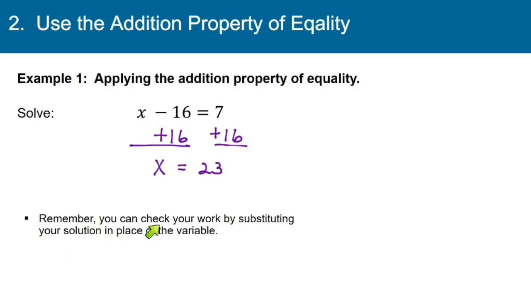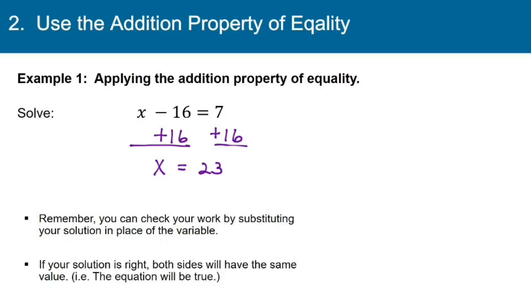Now remember, you can always check your solution by substituting your solution in place of the variable, and we have done that before. If your solution is right, then both sides of the equal mark will have the same value. In other words, the equation will be true. But if your solution is wrong, then the two sides won't match and you should rework the problem.